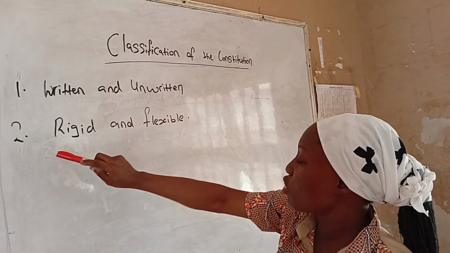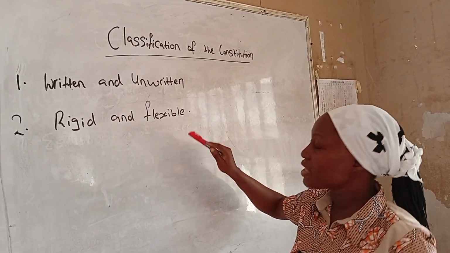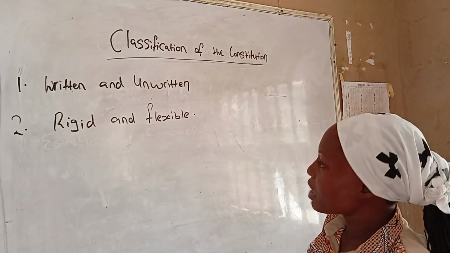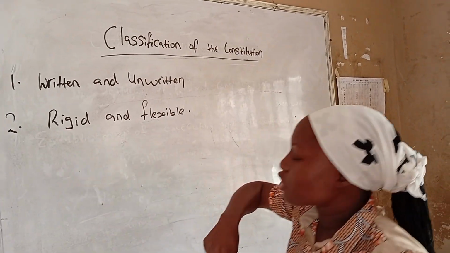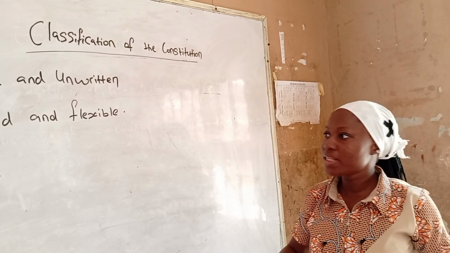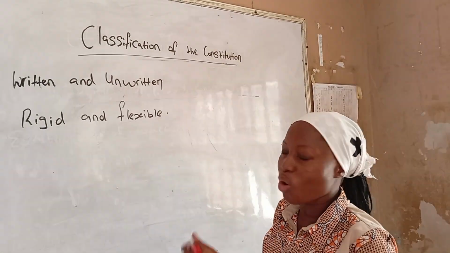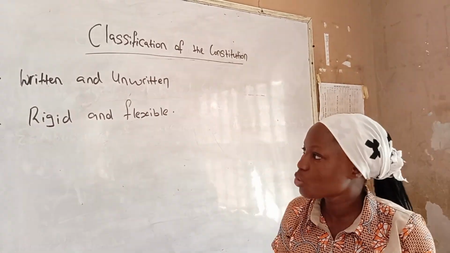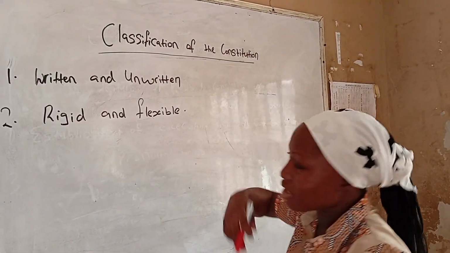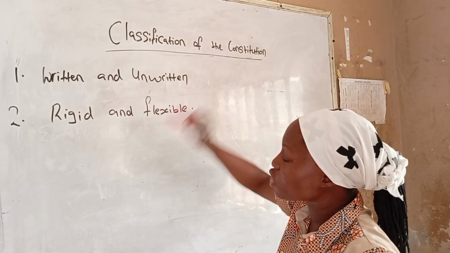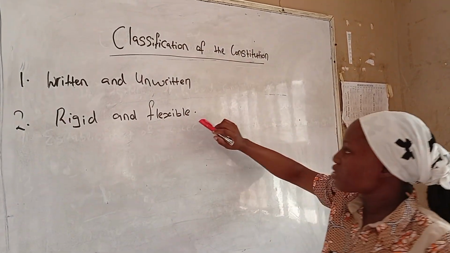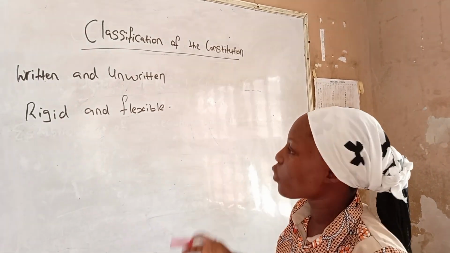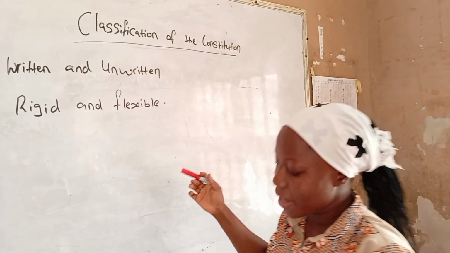Another classification is based on rigid and flexible, which deals with the process of amendment, that is, the steps of its amendment. When the process of amendment is very tough, it is not easy to amend. It is not something you can just sit and start writing and amending. When a constitution is very difficult to amend, it is said to be rigid. A flexible constitution is one whose process of amendment is very simple. You can easily go there and amend it.